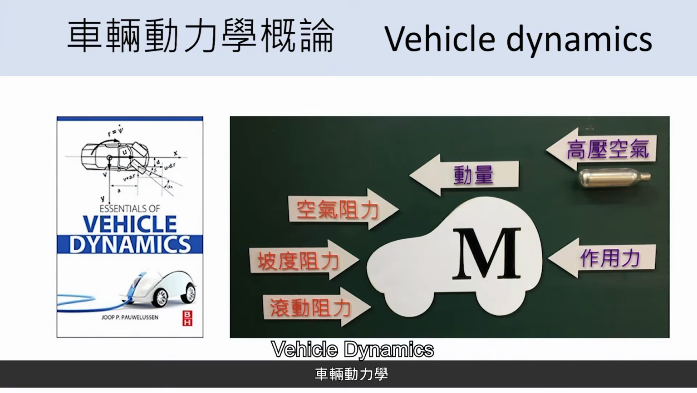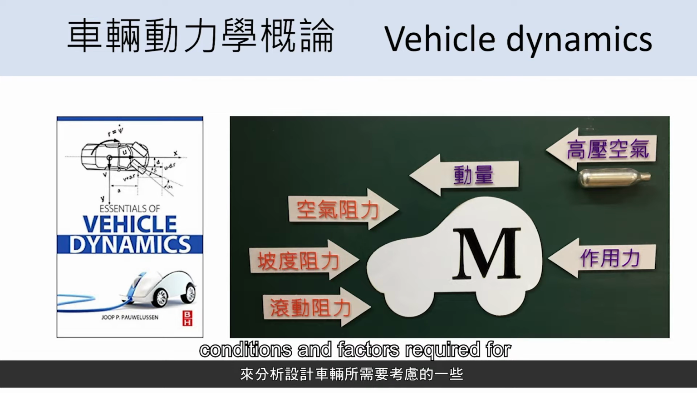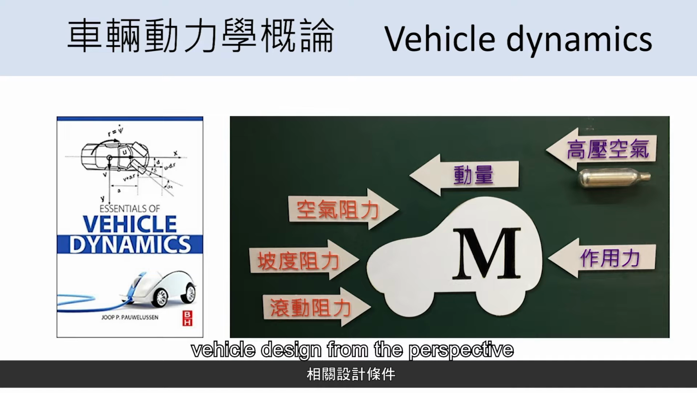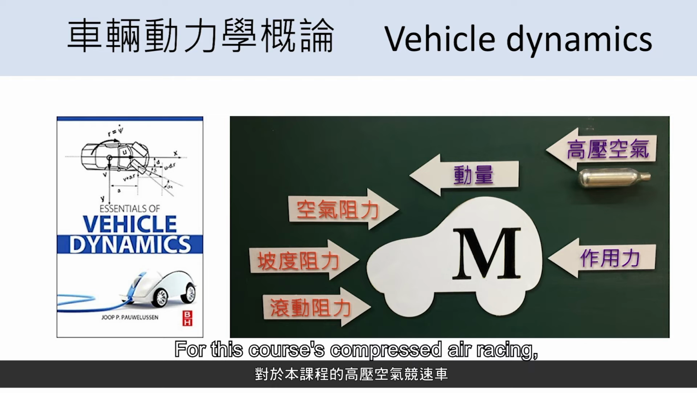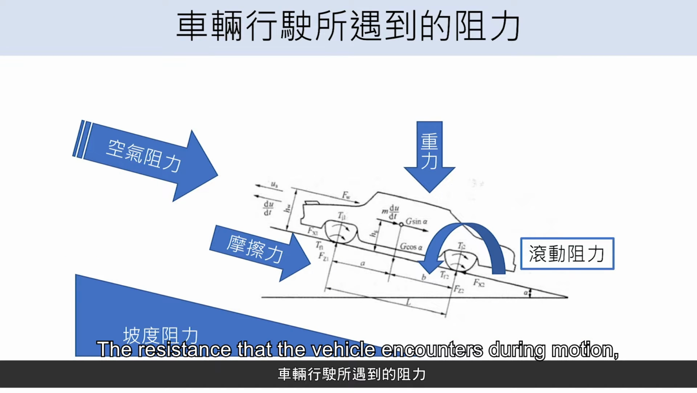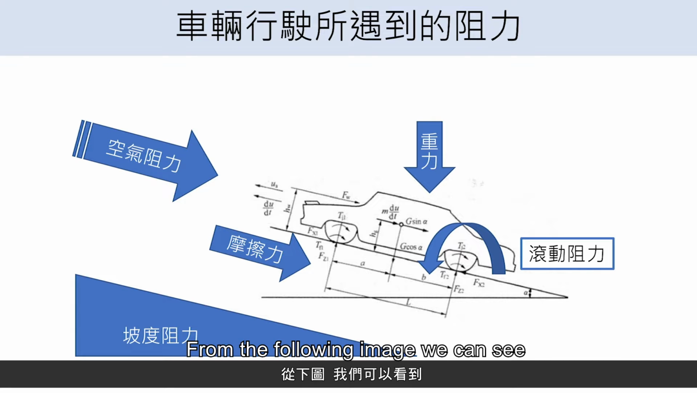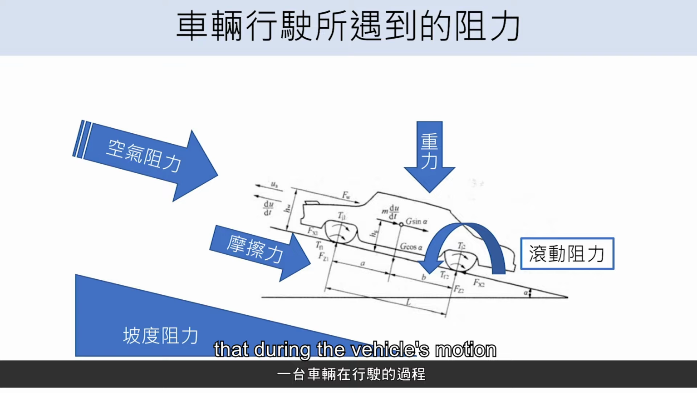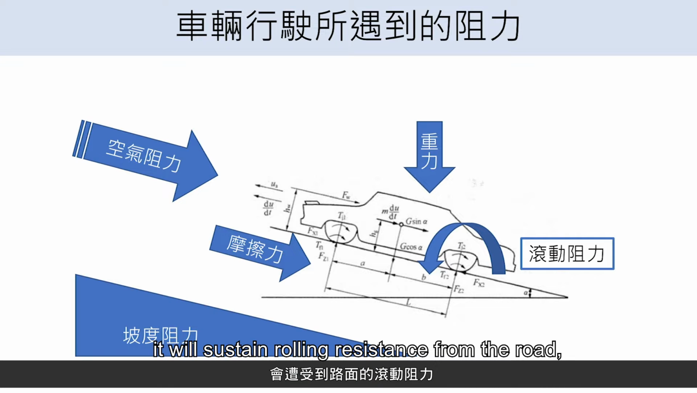Vehicle dynamics. Here, we will analyze the conditions and factors required for vehicle design from the perspective of dynamics. For this course's compressed air racing, we can consider a more comprehensive and scientific design thinking: the resistance that the vehicle encounters during motion.